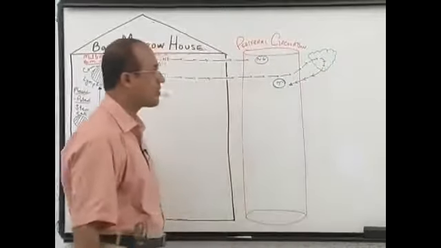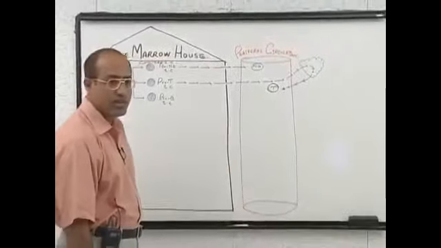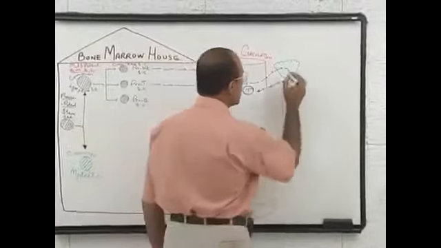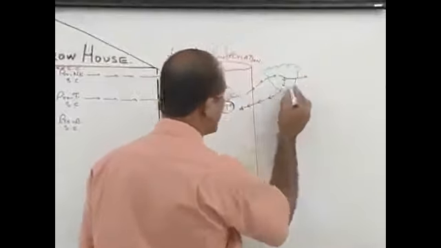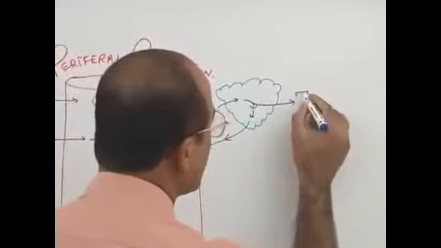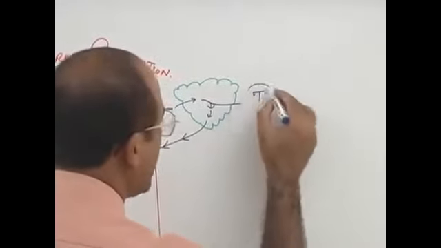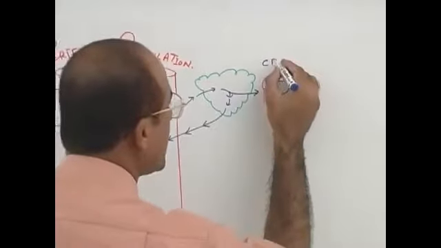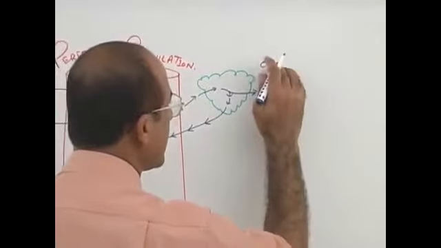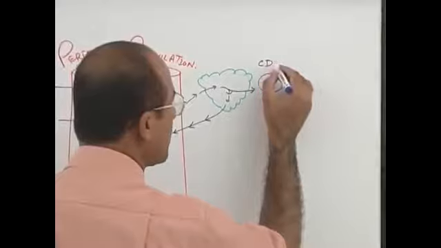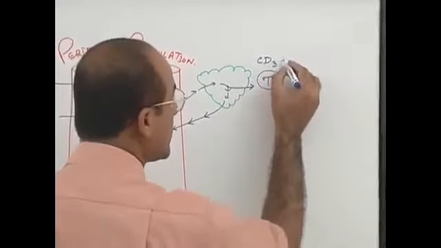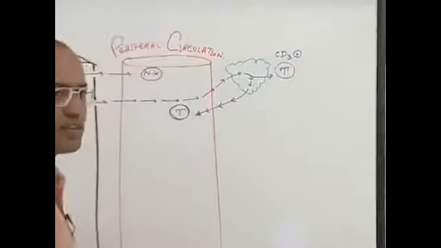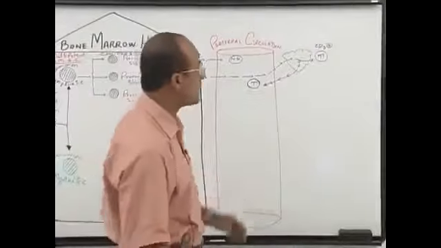What are they? They are T lymphocytes, right? So we can say that these are the T lymphocytes which come out of the thymus, and these T lymphocytes which come out of the thymus have a unique protein on the surface which is called CD3. So these are CD3 positive cells. T cells are CD3 positive cells.